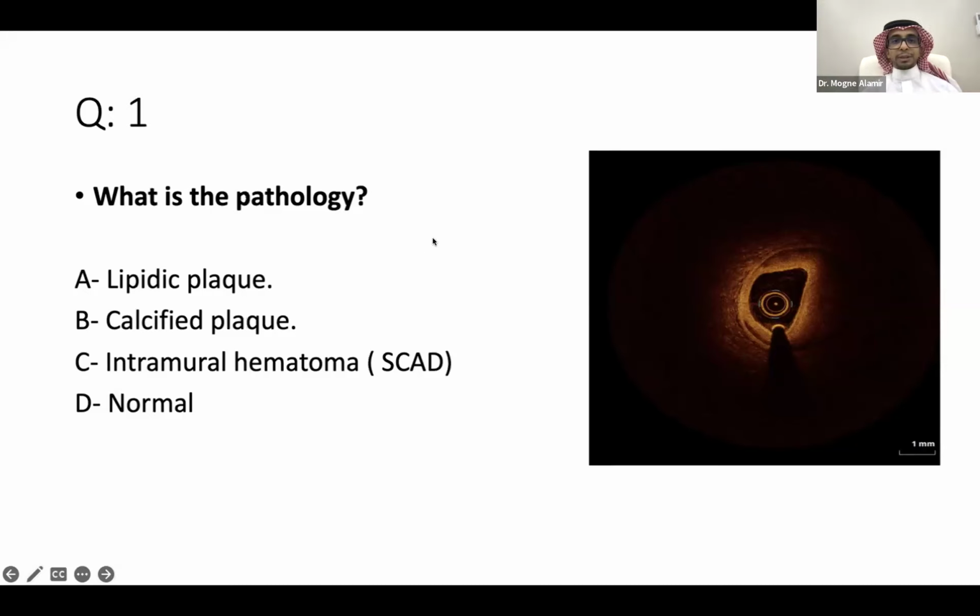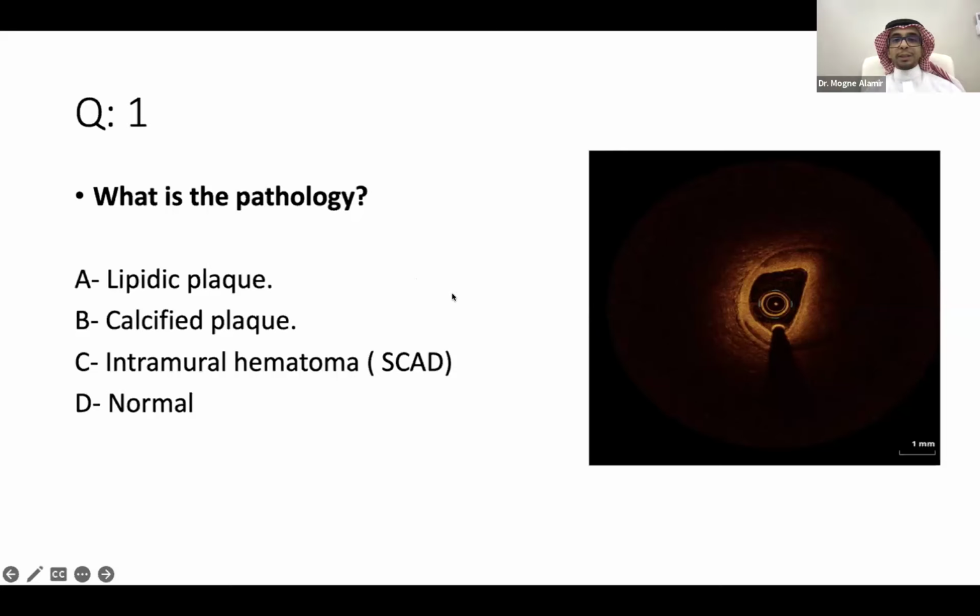You can see now the answers. One answered lipidic plaque. And maybe I understand why they mentioned that, because they are seeing this area, which has a diffuse border, and it is low backscattering and high attenuation. For calcified plaque, actually, you should have a very clear demarcating border with low backscattering, which is not the case.